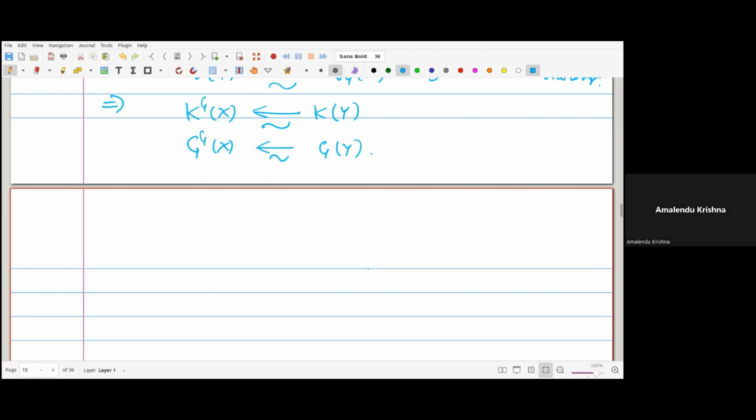Right. So now, what else do I want to say? Now, some formal properties of equivariant K theory.